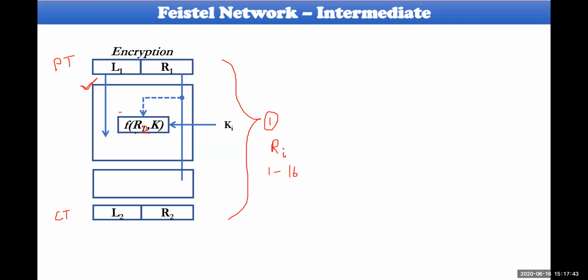And then after doing something here, this particular output will be exclusive ORed with the left side of the plain text, and that value will be sent to the right side value of the ciphertext, and R1 will be sent to the left side value of the ciphertext here. Otherwise, it is forwarded to the next round. However, what exactly is happening as far as this particular function is concerned?